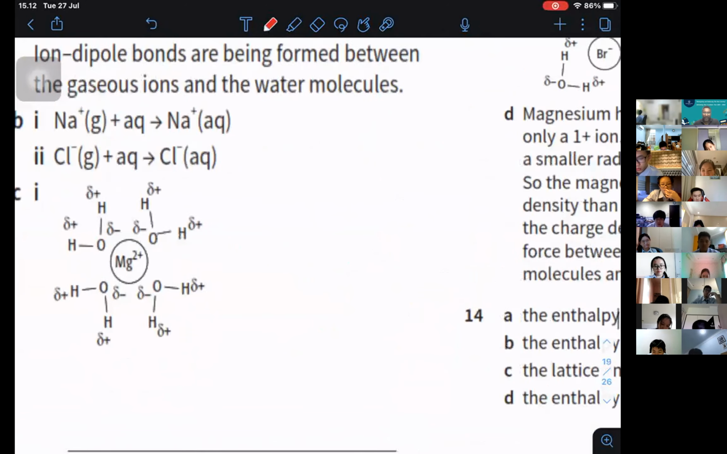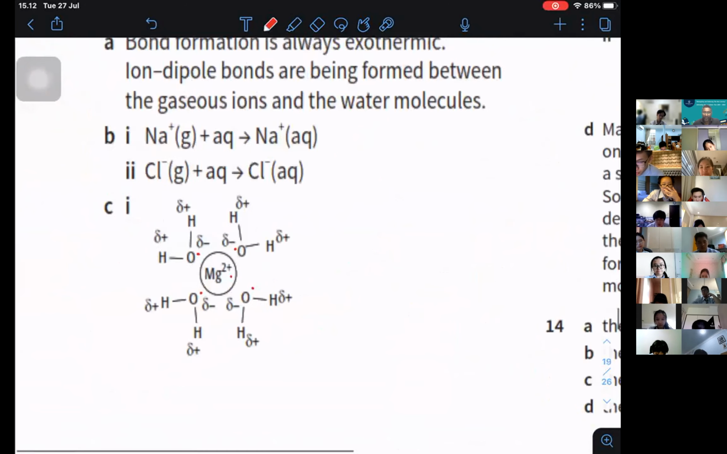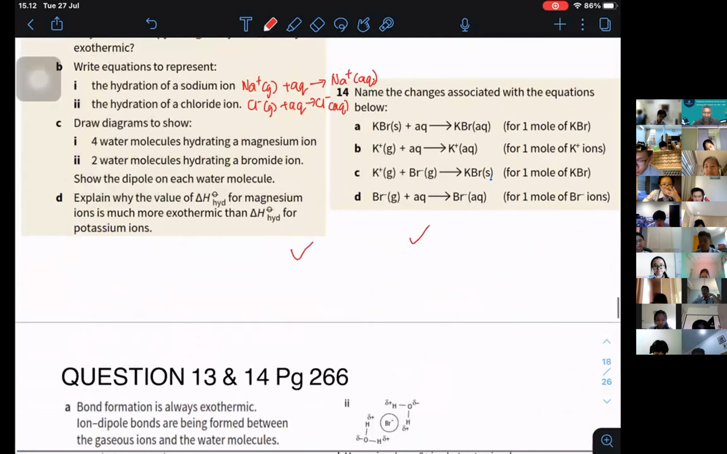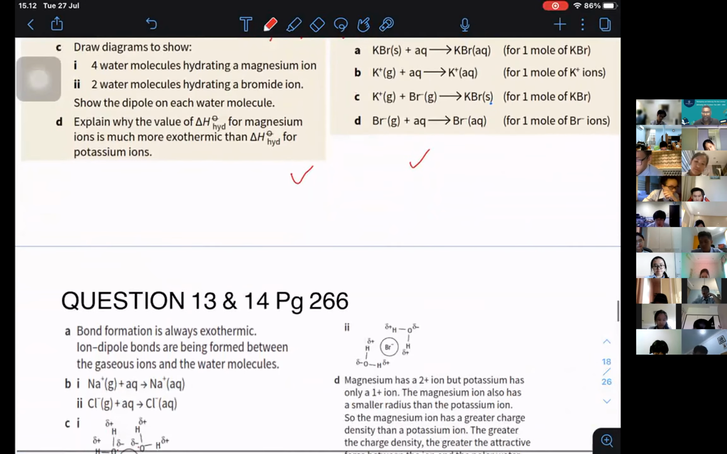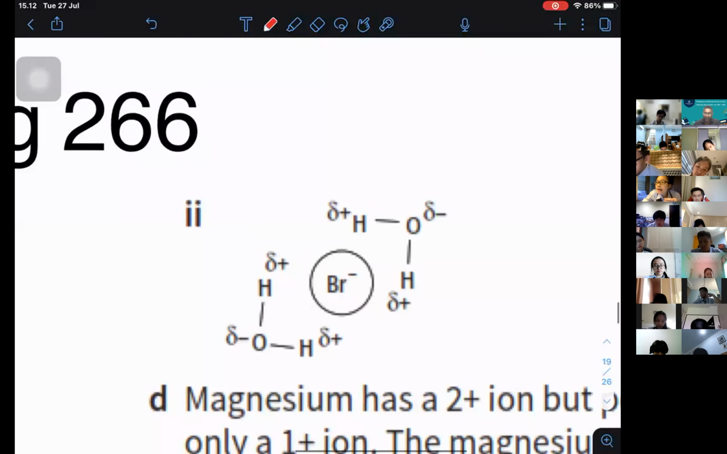You can see the diagram over here. Mg2+ is a positive ion, so you see it's surrounded by negative. That is going to be the diagram that you can draw. Two molecules hydrating a bromide ion, which is negative, so you can see the positive. So this one, when they ask you to draw.